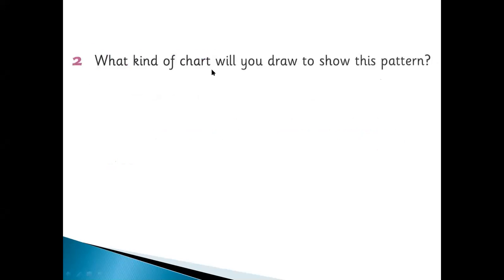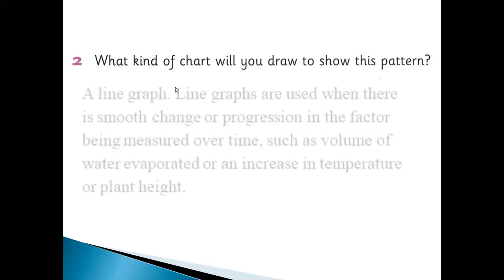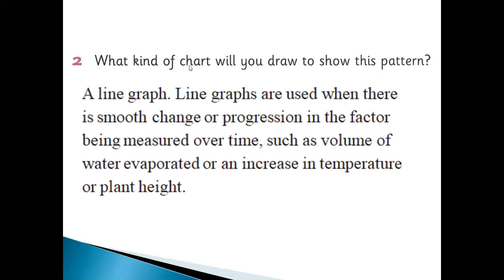What kind of chart will you draw to show this pattern? Bar chart or line chart? A line chart, a line graph is better. Why? Because line graphs are used when there is smooth change. Smooth change every day, 20 milliliter or 10 milliliter decrease, or progression in the factor being measured over time, such as volume of water evaporated, or an increase in temperature, or plant height. We are using a line graph.